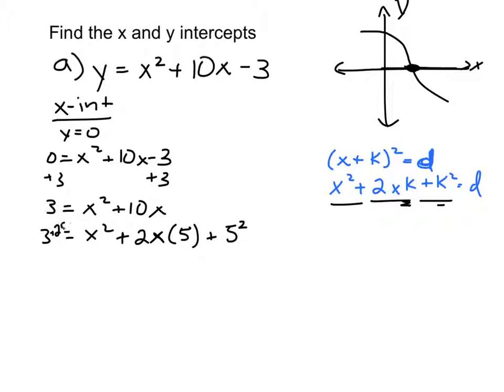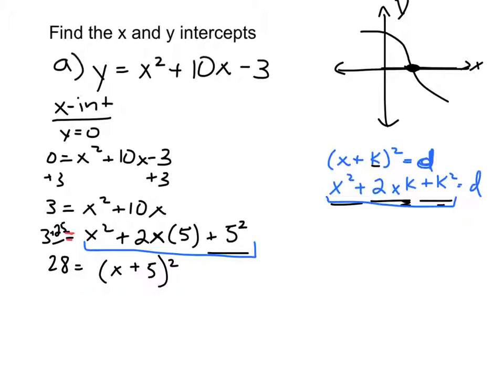So plus 25. 5 squared is 25. If I add it to the right-hand side, I have to also add it over there. So 3 plus 25 is 28. Let me make sure you guys can see this. This right here is the same as this over here, so it should be (x plus k) squared, where k is 5. All right, so 28 equals (x plus 5) squared.